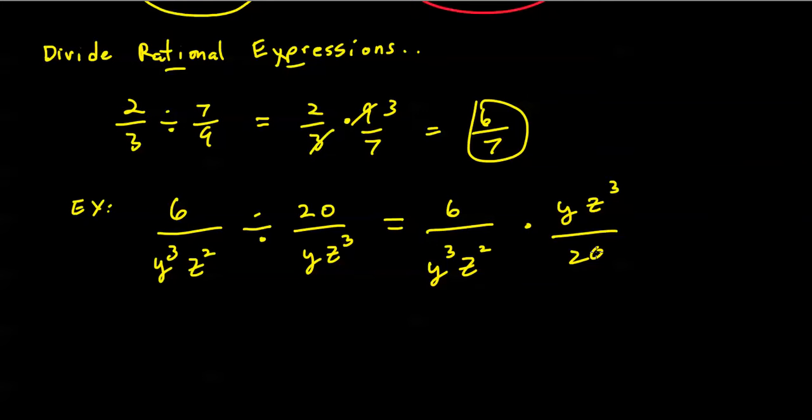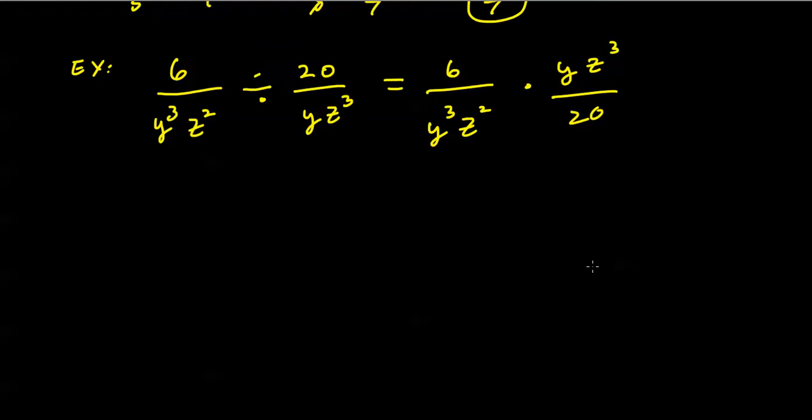Alright, can't really factor these. These are monomials and already prime. What I can do is cross cancel. Well, let me try to make this as clear as I can here. Y will cancel out all but 2 y's in the denominator. Z squared in the denominator here will cancel out all but 1 z in the numerator.